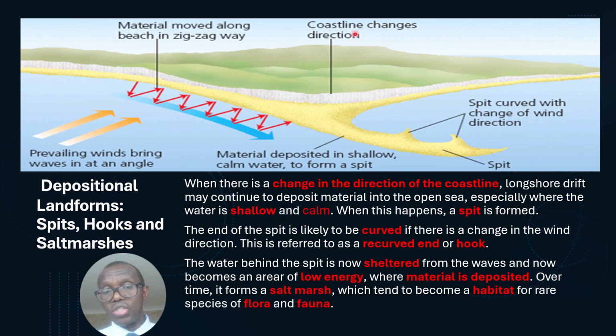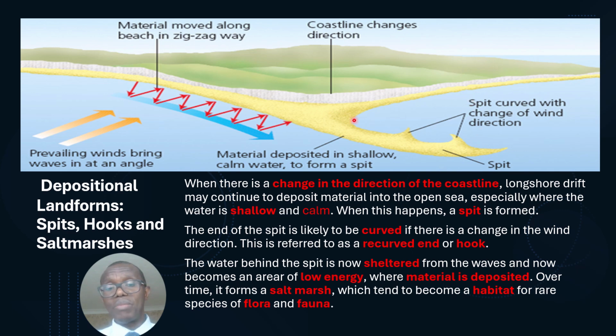But then there's a change in the coastline here, right? And because of that, the coast has curved the other way to this side here. However, if we have shallow and calmer waters out here, this sand that was being deposited by the longshore drift process is going to continue being deposited out into that shallow, calm water, and that is where the spit is going to be formed. So a spit is an extension of the land, really, due to that longshore drift process.